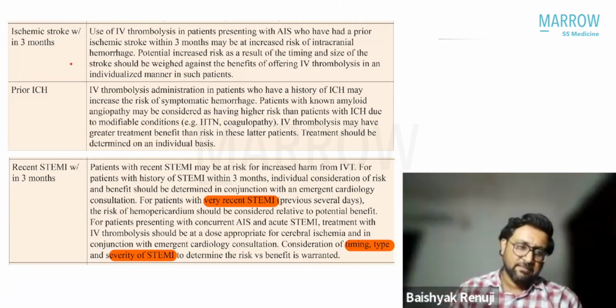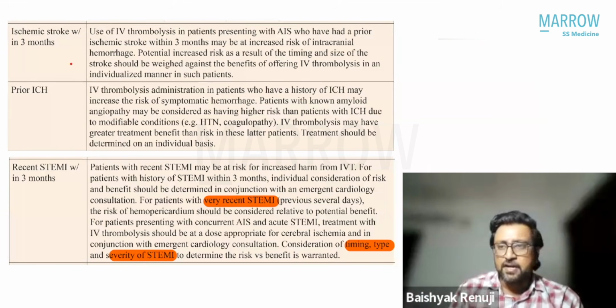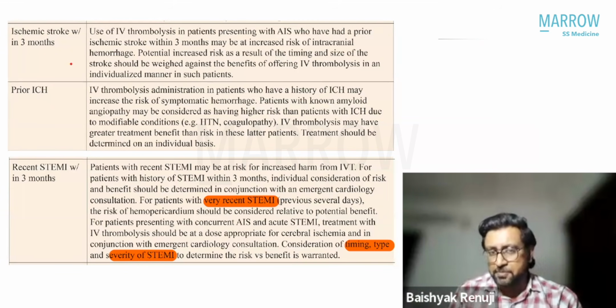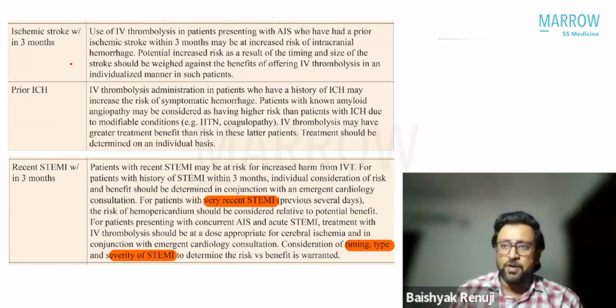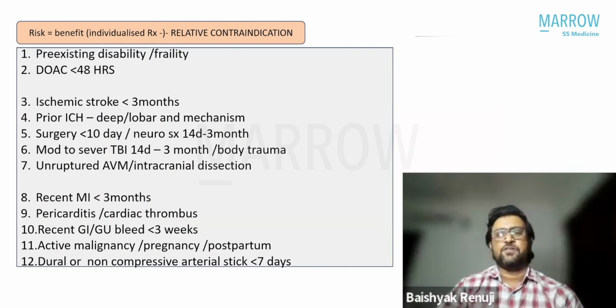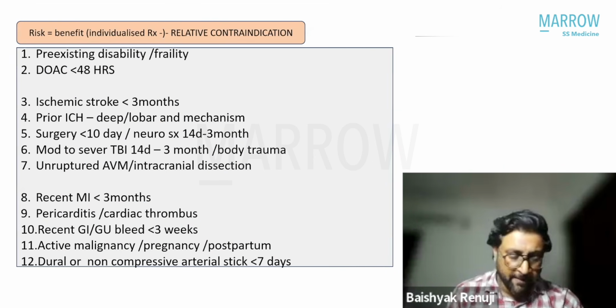But if it is a previous ICH with a correctable factor, like hypertension, or a coagulopathy that led to the bleed, or a traumatic bleed, in such conditions you can still offer lysis as a relative contraindication, though the bleed risk is much higher.